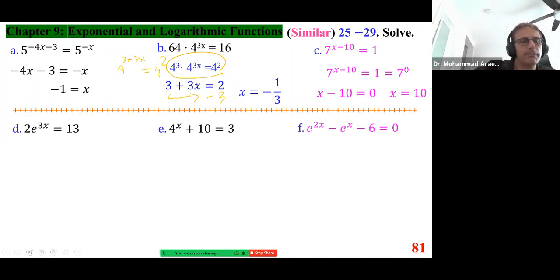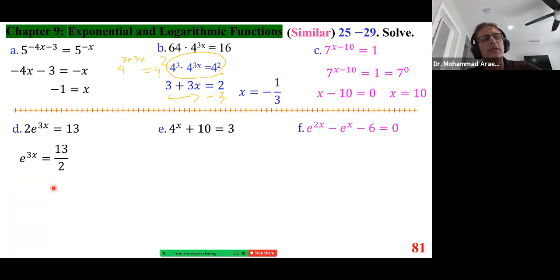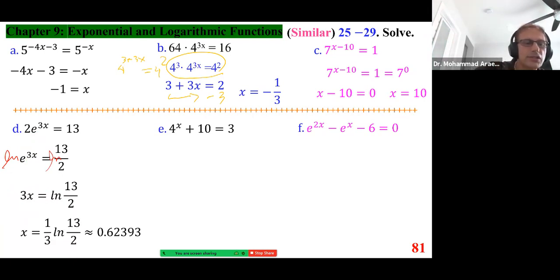Starting with part D, first divide by 2, then you just write the logarithmic format or take a natural log of both sides. Because this is base e, take a natural log. If I take a natural log, the left side becomes simply 3x, and the right side becomes ln of the right side. If I divide by 3, I get the answer. This is the exact answer, class. And of course, approximation, you use a calculator.